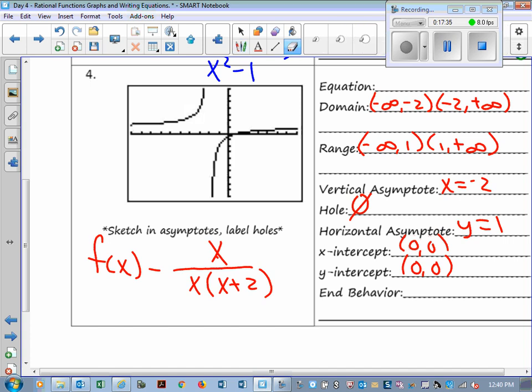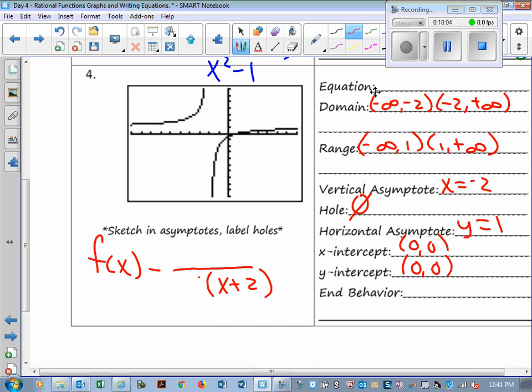Now, I'm curious about this x here. If we have an x here, what does that do to our graph? Careful, it's in the denominator. If I have an x over x, it would make a hole at what x value? 0. Do I have a hole at 0? I don't think so. So I'm going to get rid of this x and this x.